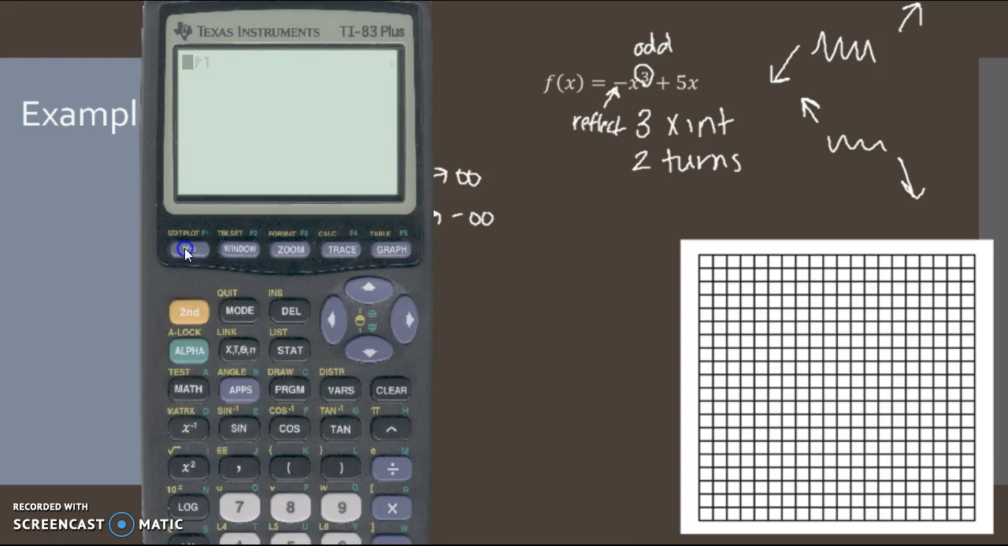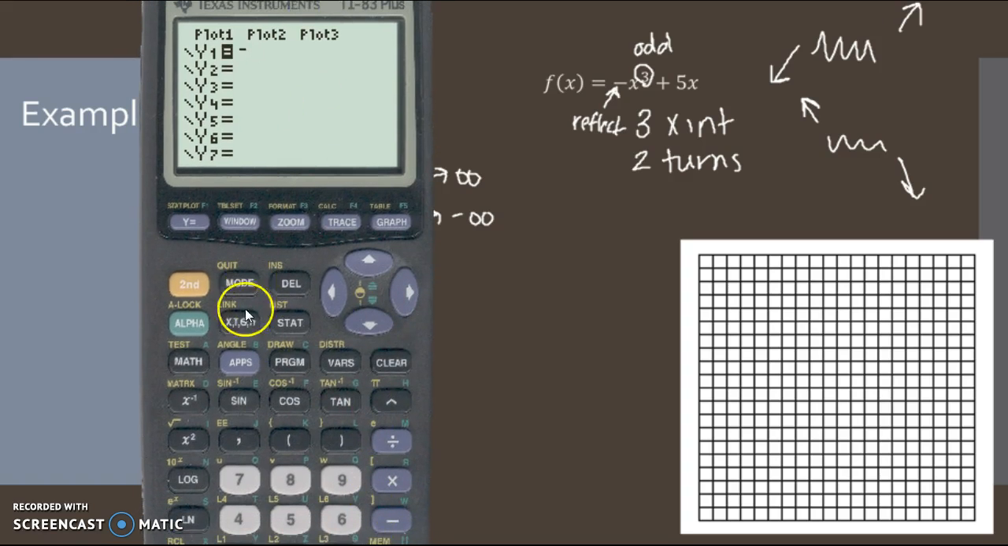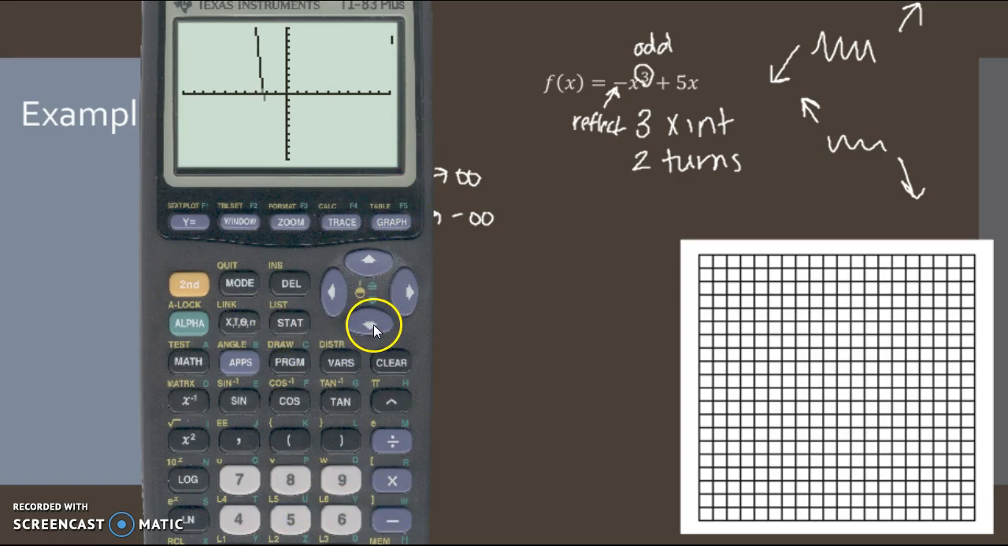On the calculator, we go to y equals, and I'm going to type this in. I've got a negative x, caret 3, plus 5 times x. Go to my graph. And I need to see some of these important points. Some of the important points are your y-intercepts, your x-intercepts, and then your relative max and mins.